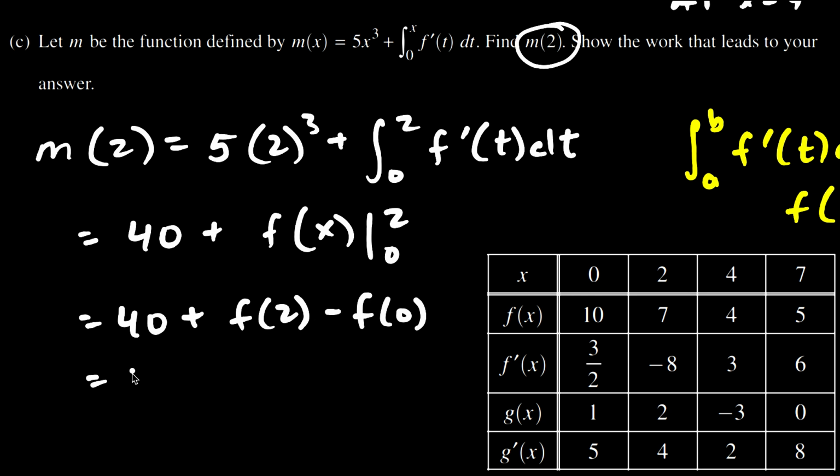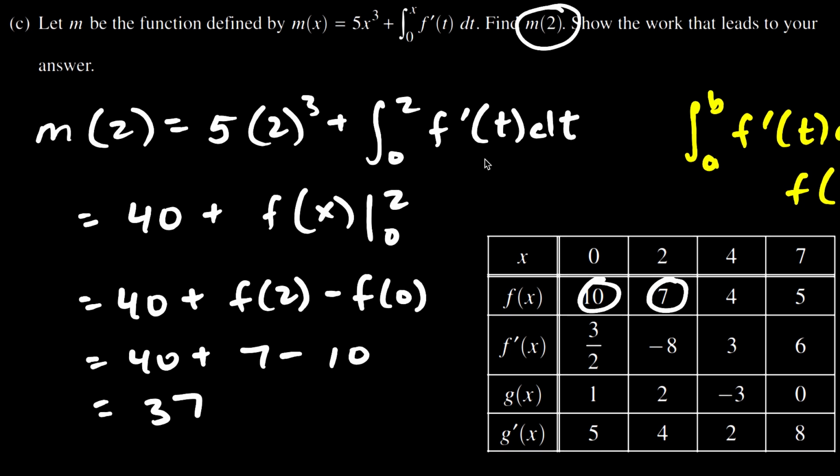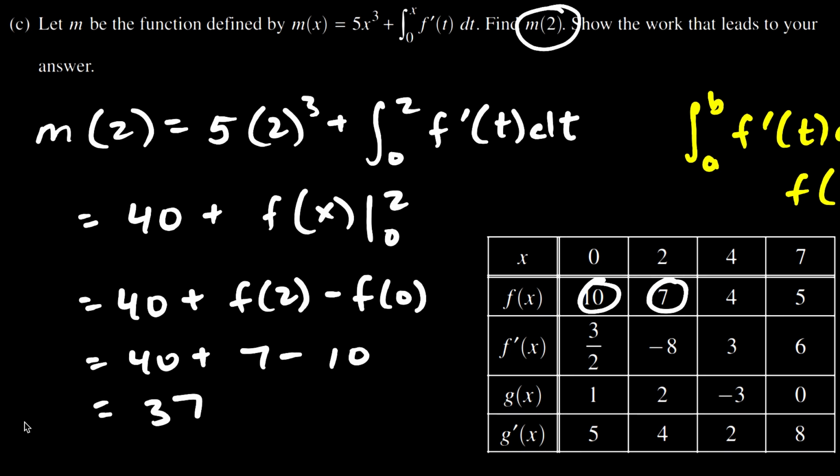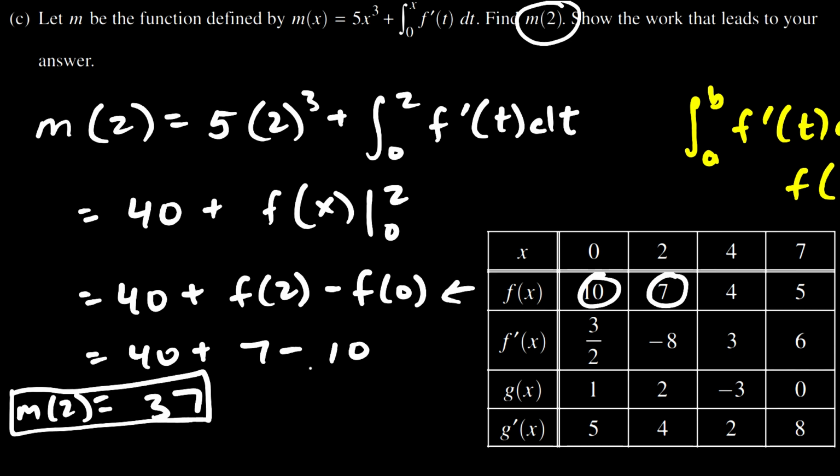So we would have 40, and f of 2 is 7. F of 0 is 10. So we end up with 47 minus 10, which is 37. And again, they're not asking us to interpret anything. They're just asking us to find it. So we are done. So m of 2 equals 37. And we would not be able to enter the answer in this row because that can't be entered in a scientific calculator, but you could have left it as 40 plus 7 minus 10, or even 5 times 2 to the third instead of writing down the 40. Sometimes in the heat of the moment during an exam, you can make a small mistake.